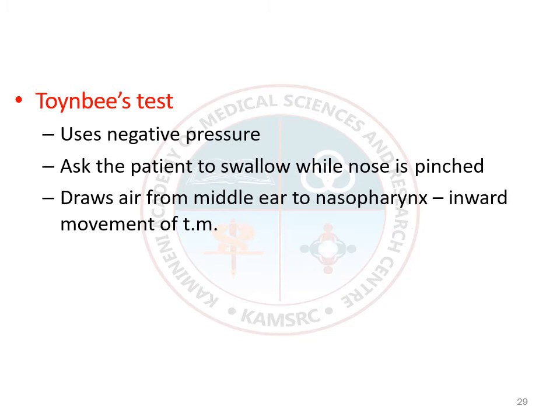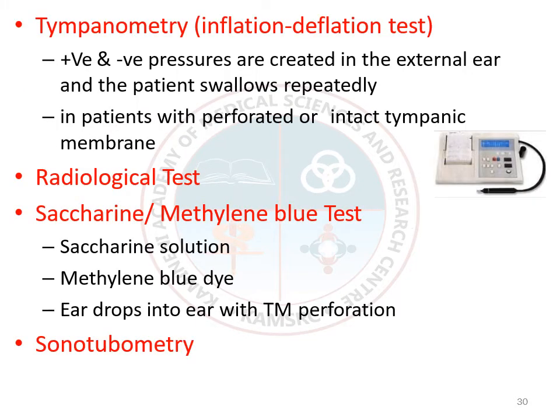So this draws the air from the middle ear into the nasopharynx and causes inward movement of the tympanic membrane. So you can see the inward movement of the tympanic membrane, and you can verify the movement with the otoscope, or sometimes with a microscope also if you are in your OPD. If the inward movement is there, it means that the tube is normally functioning.